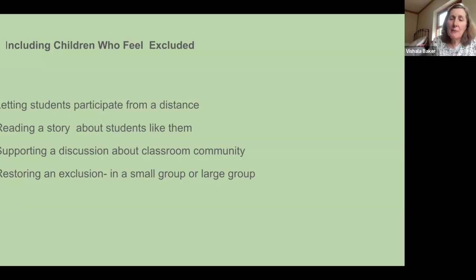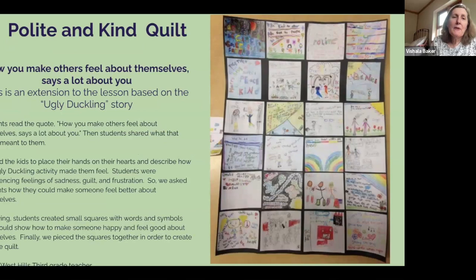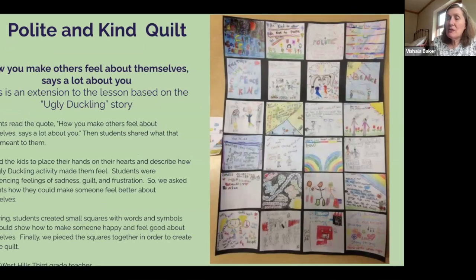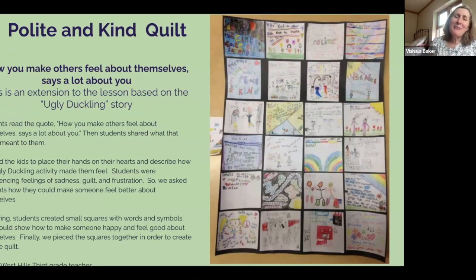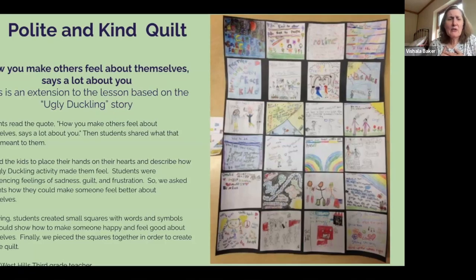And I'm going to give an example about supporting a discussion about classroom community and how a teacher handled this. The teacher noticed that some of the children were being mean to each other and not being kind to each other. So she read the Ugly Duckling story, which is a story about a duck that the other ducks make fun of because it is ugly, but the duck is really a swan. And then the duck becomes a beautiful swan at the end of the story. She read this story, and she asked the children to place their hands on their hearts and describe how it made them feel. They were experiencing feelings of sadness and guilt and frustration. So then she asked how they could make someone feel better about themselves.